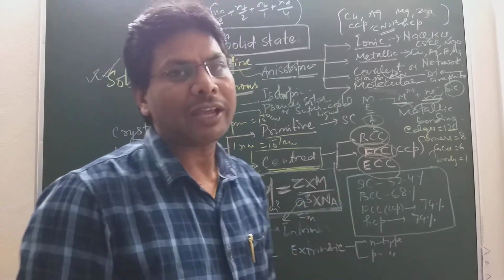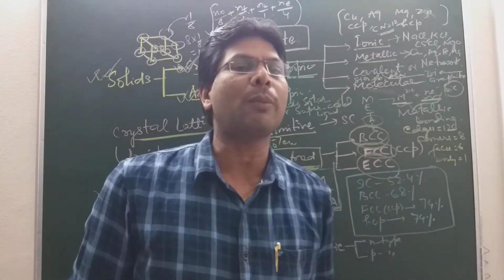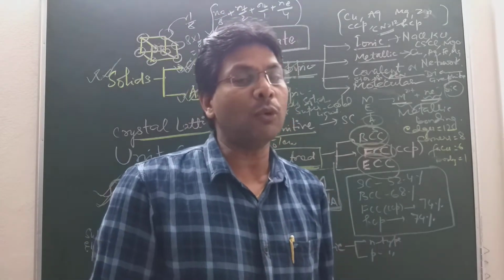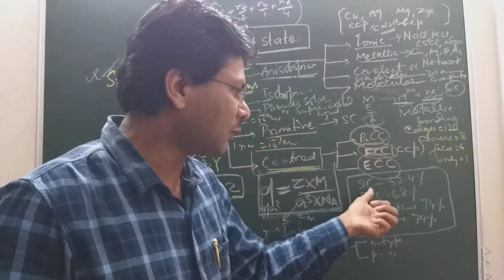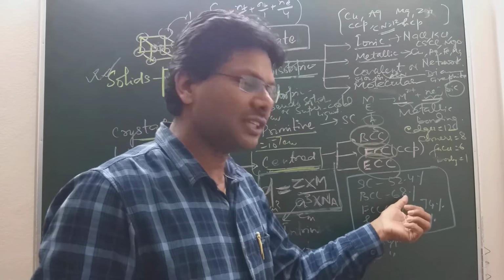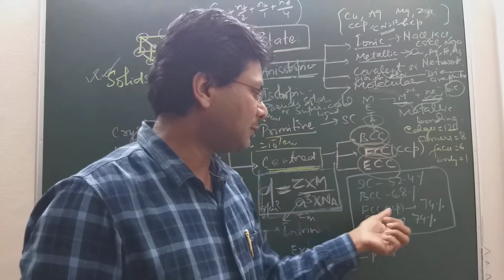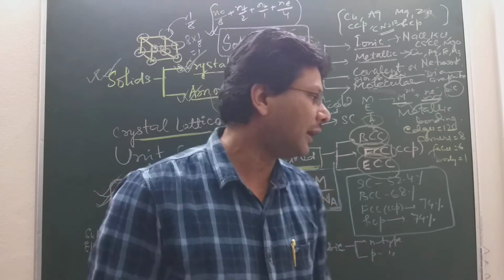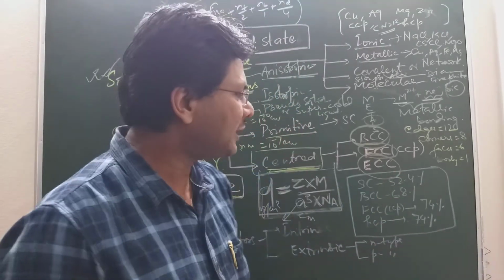Now coming to the packing efficiency. Packing efficiency is the space occupied by the constituent atoms. So the more the close packing, the more the packing efficiency. Simple cubic has 52.4% packing efficiency. BCC has 68% packing efficiency. FCC, also called CCP, has 74%. HCP also has 74%.